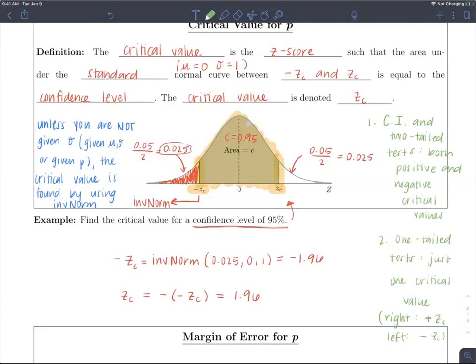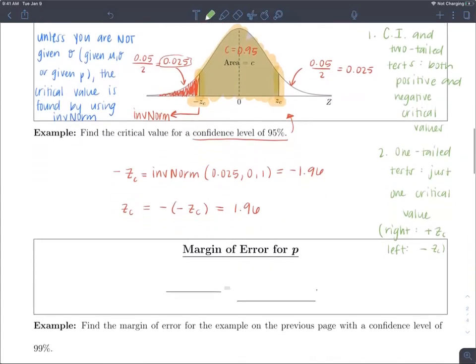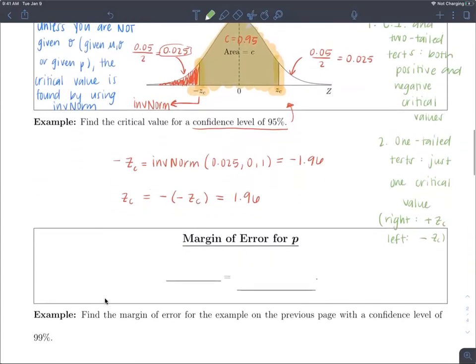Okay, so I'm going to start scrolling. If you need me to go back up, let me know. But so here, I already gave you the definition for margin of error, we've seen it several times, and so I didn't feel it was necessary to write it out again.